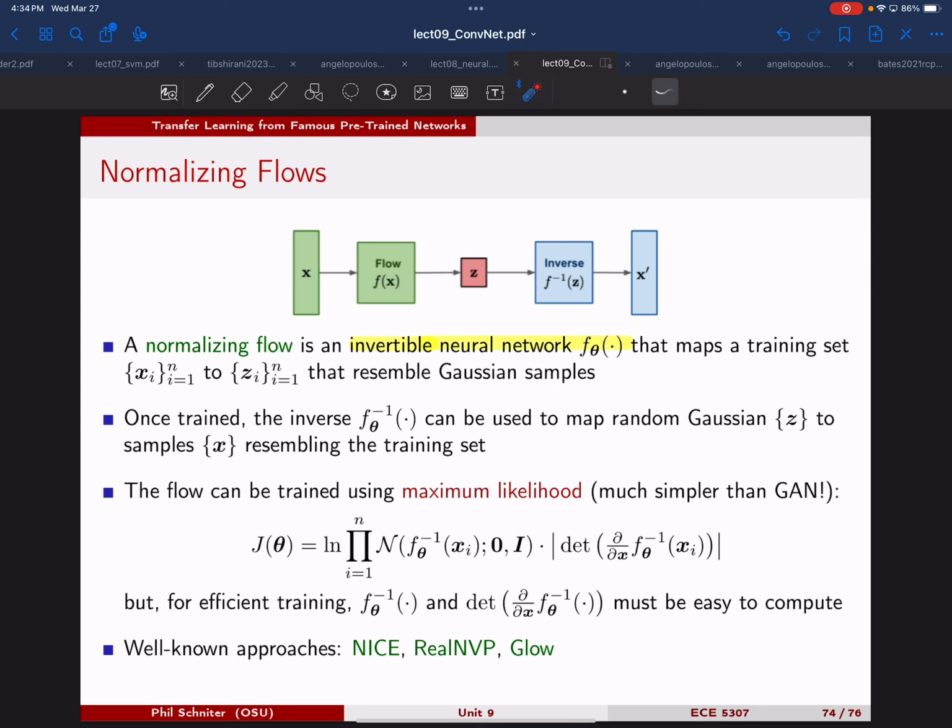Okay, so the quality of these, I would say, is on par with GANs. Just a little bit more modern of an idea, and the training is more stable than a GAN, but the downside is there's more restrictions on how the architecture looks because of these constraints. Okay, so that's normalizing flows. Any questions on those? All right.